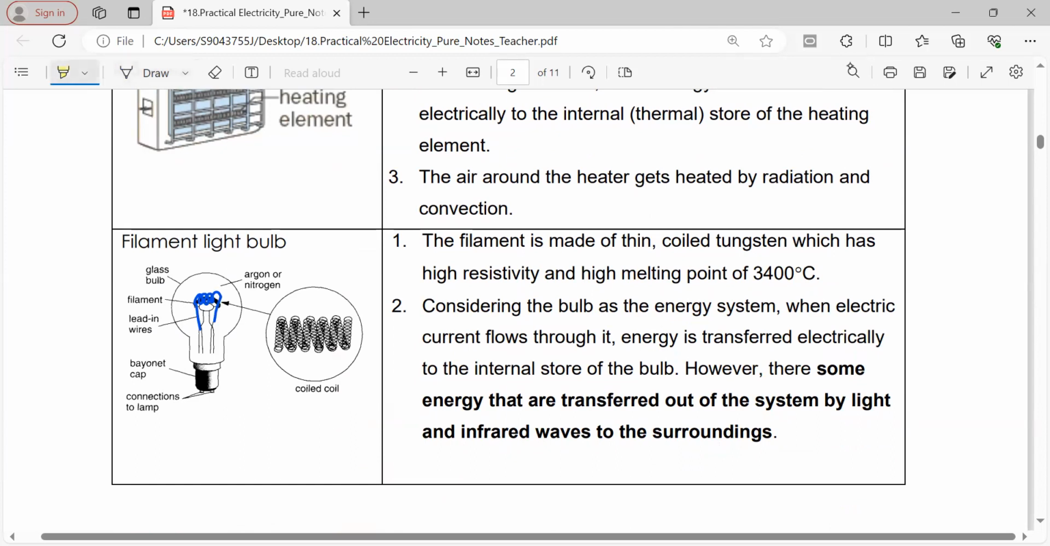So once again, they use a thin wire. You can revert back to the formula, R equals rho L over A. If the area is low, your resistance is high.